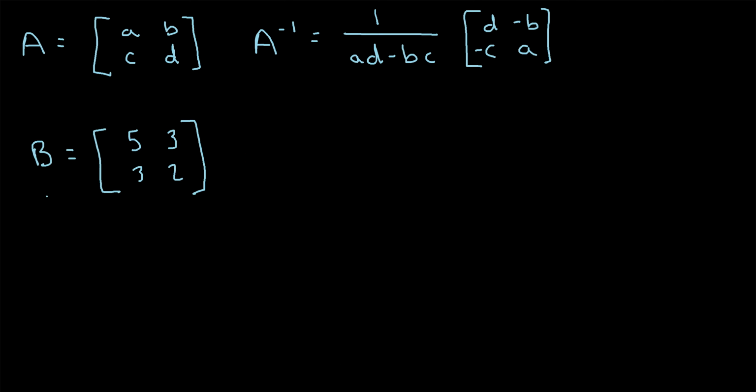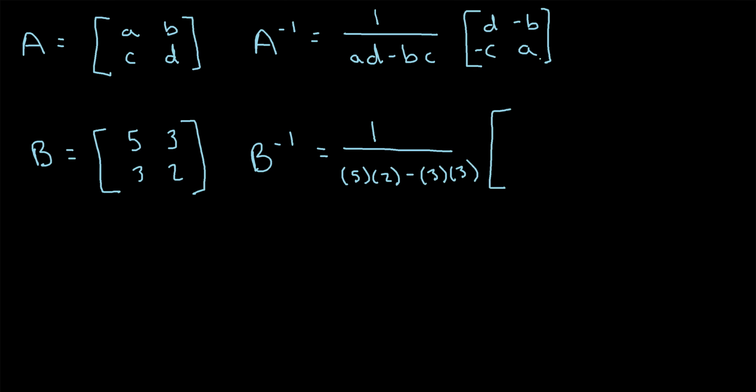All right, let's try another example. Let's say we have matrix B with the following values, 5, 3, 3, and 2. How can we find the inverse of this 2 by 2 matrix? Well, we can write B inverse is equal to, here's our formula once again, a times d, so 5 times 2, minus b times c, so 3 times 3. And the matrix that we're multiplying by is, remember, we switched the d and the a, so we switched the 5 and the 2. So we have a 2 right here and a 5 right here. And then we simply add a negative sign in front of the b and the c. So we have a negative 3, negative 3.